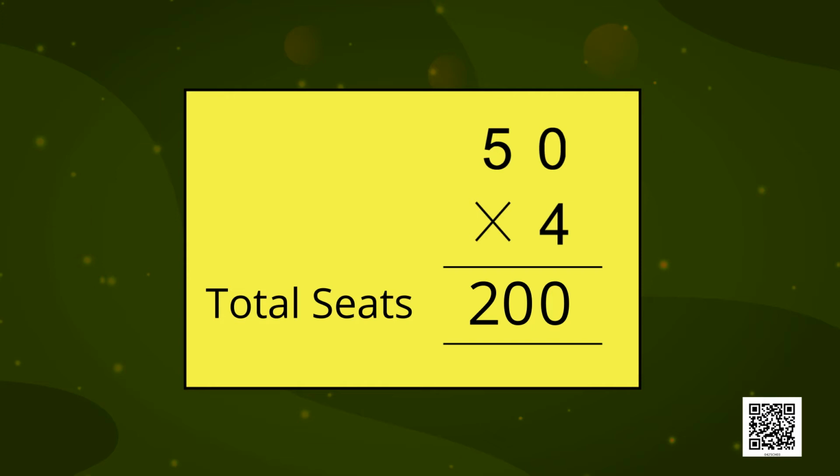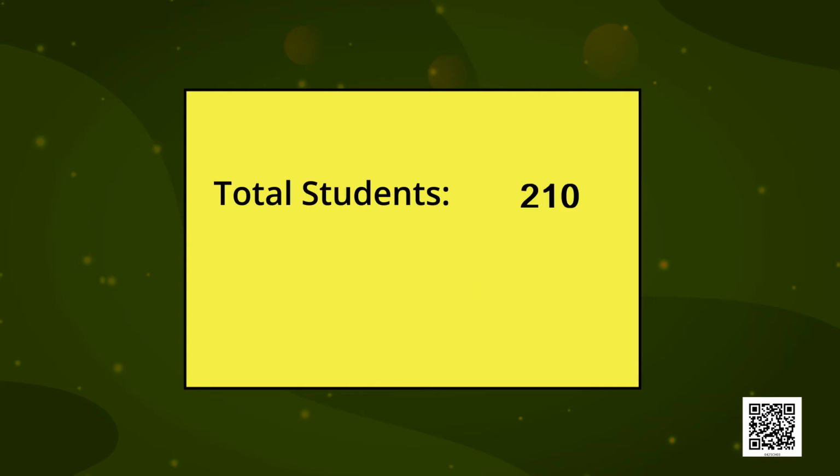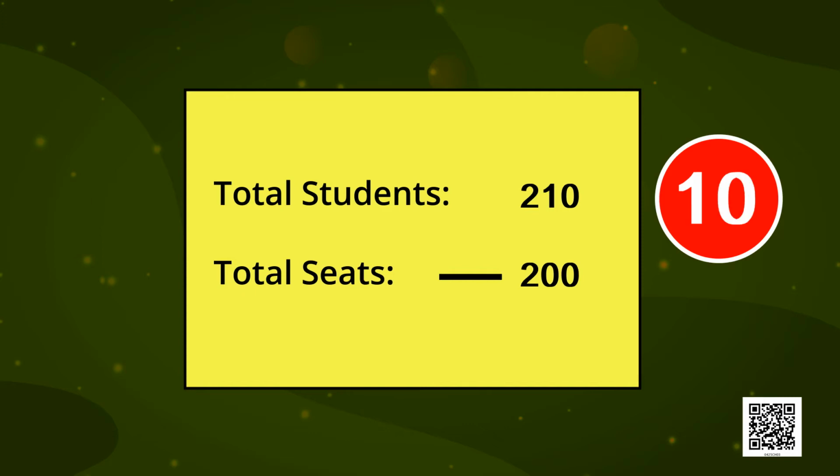So students, we got 200 seats in 4 buses. But how many students were there? 210. Oh, this is a huge confusion. Students are 210, but seats are only 200. So how many students will be left? Yes, 10 students will be left.